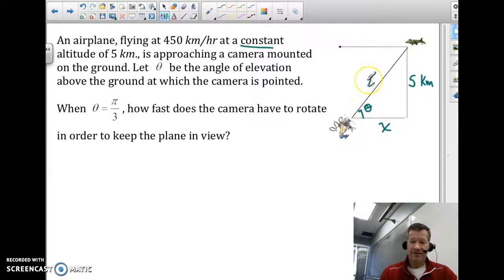All right, so what information did they give me? Well, they've given me the airplane flying at 450 kilometers per hour, and it's going in this direction. So x is going to be getting smaller, that distance from the cameraman to the plane. So dx/dt is negative 450.